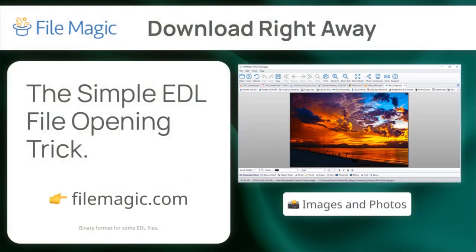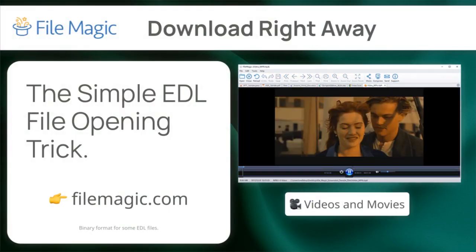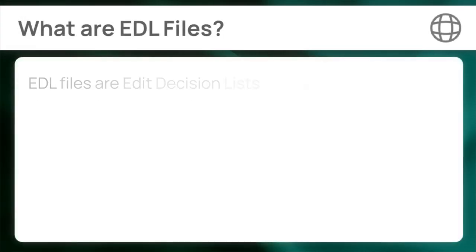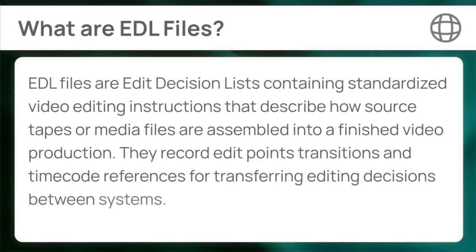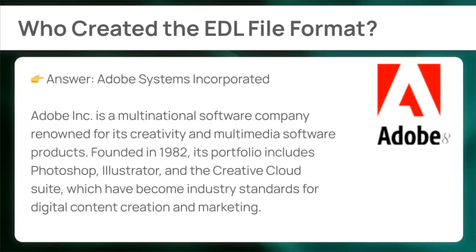This solution is entirely reliant on one powerful EDL file inspection tool that you can use for hundreds of other file issues and formats. EDL files are edit decision lists containing standardized video editing instructions that describe how source tapes or media files are assembled into a finished video production. They record edit points, transitions, and timecode references for transferring editing decisions between systems.